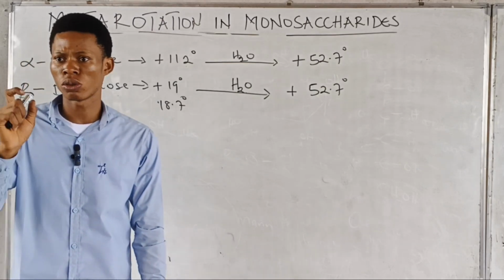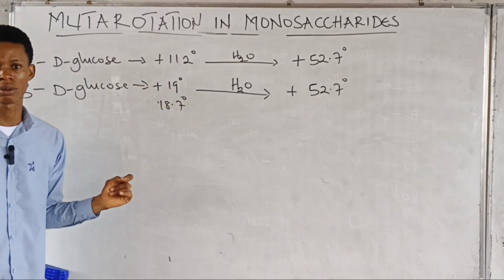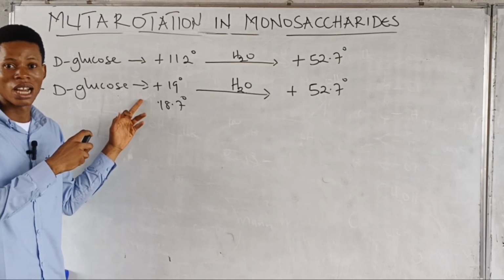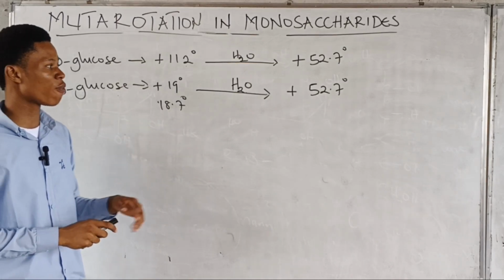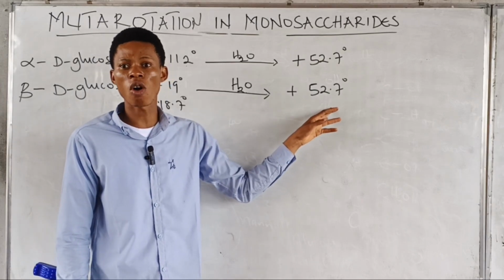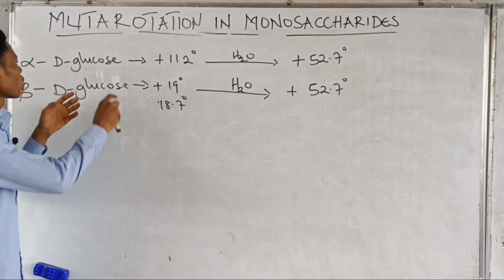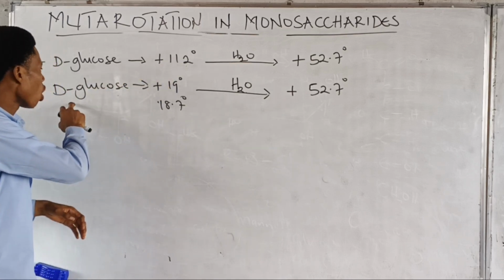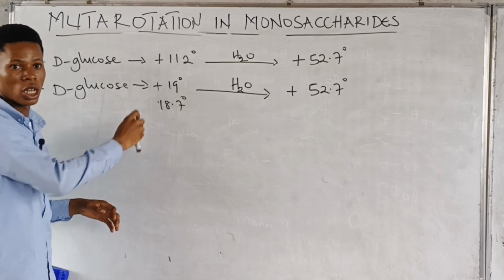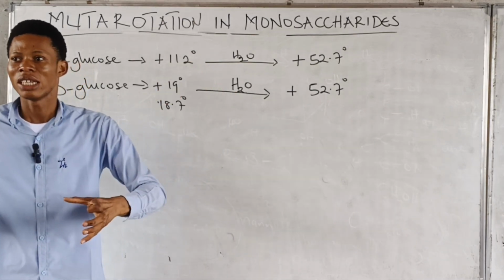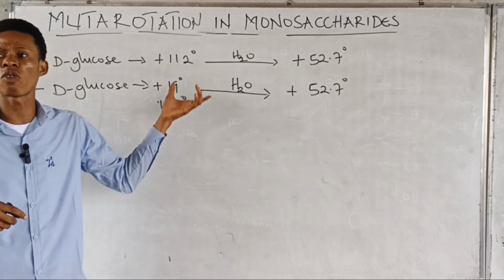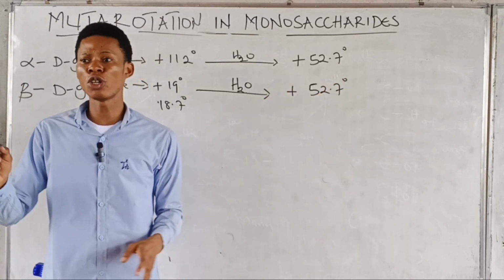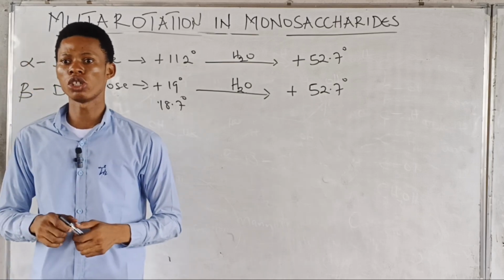Now, mutarotation is what is experienced here. Mutarotation is when the angle of rotation gradually changes until we have an equimolar, an equal value. If you notice, for alpha D glucose, the angle of rotation was 112. The angle of rotation of this one was 19. But when we dissolve them in water, the angle of rotation will change until both of them have an equal value of 52.7. That phenomenon is called mutarotation.